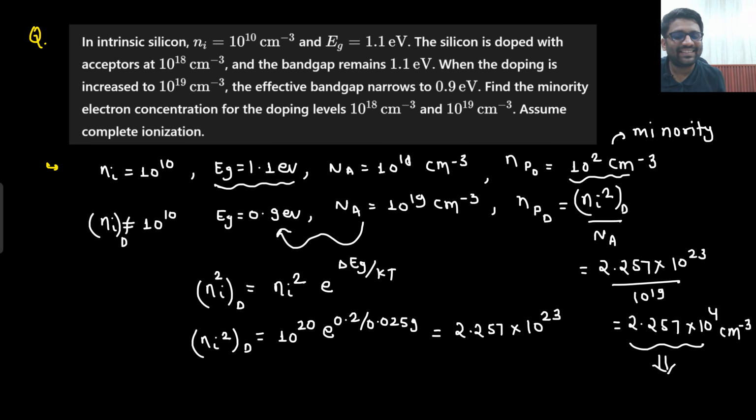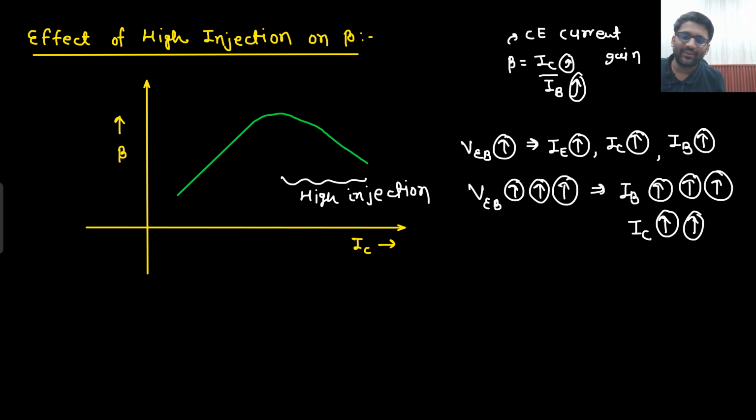Okay. So basically the thing is, two graphs of beta are important, because what I feel is that these questions are not asked yet in the GATE examination. They did not ask these questions. So that's why these questions can come up.